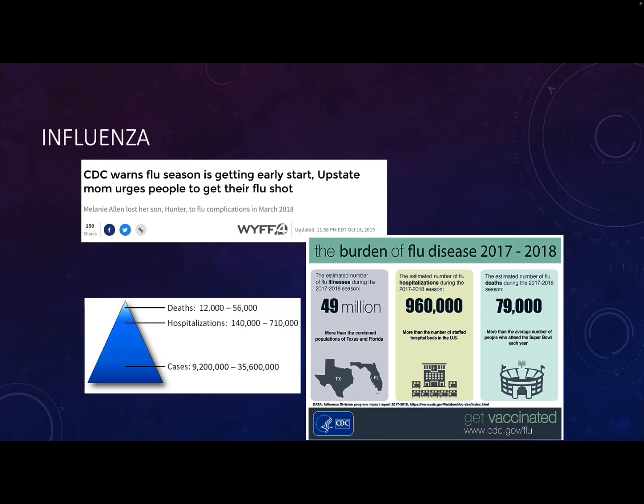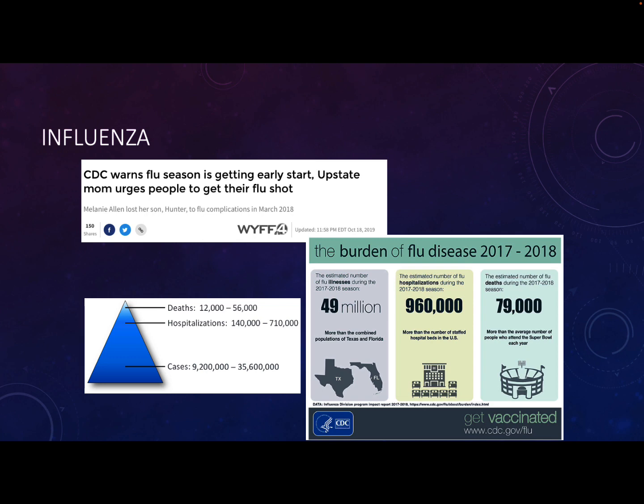One of our last really bad flu seasons was 2017, 2018. 49 million people got the flu, 960,000 people were hospitalized with flu, and 79,000 people died. And it says, in the little fine print, more than the average number of people who attend the Super Bowl every year. So you could fill up a whole football stadium, and all those people died of the flu. So it can be a really significant burden, even just in the US.